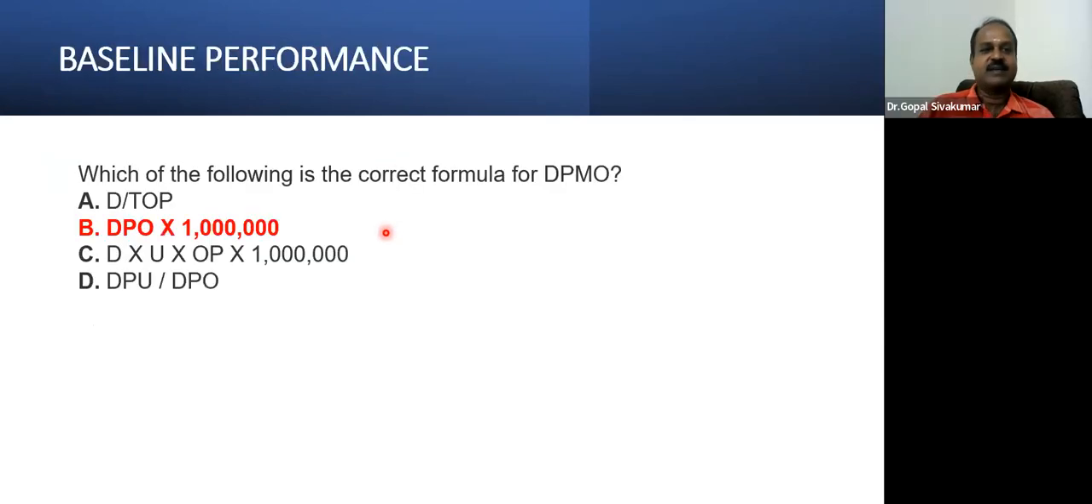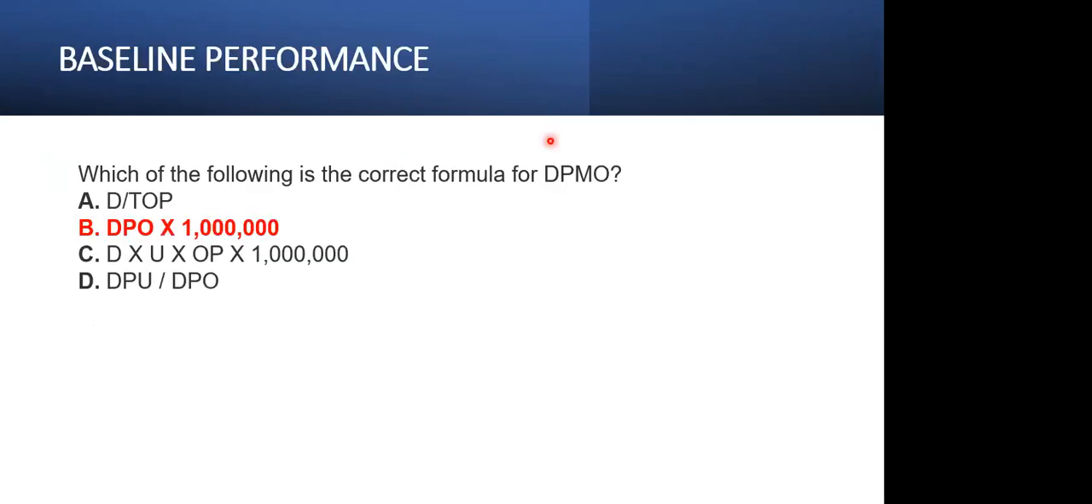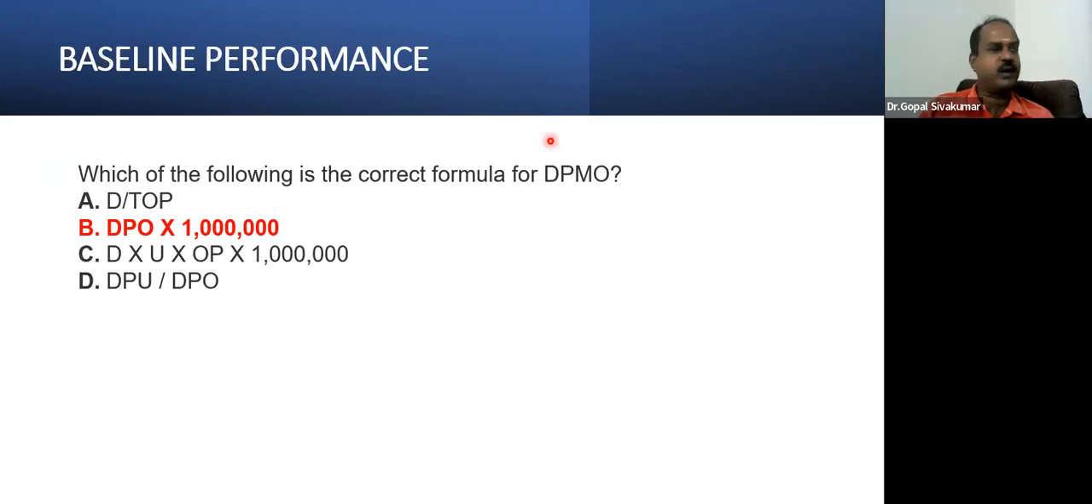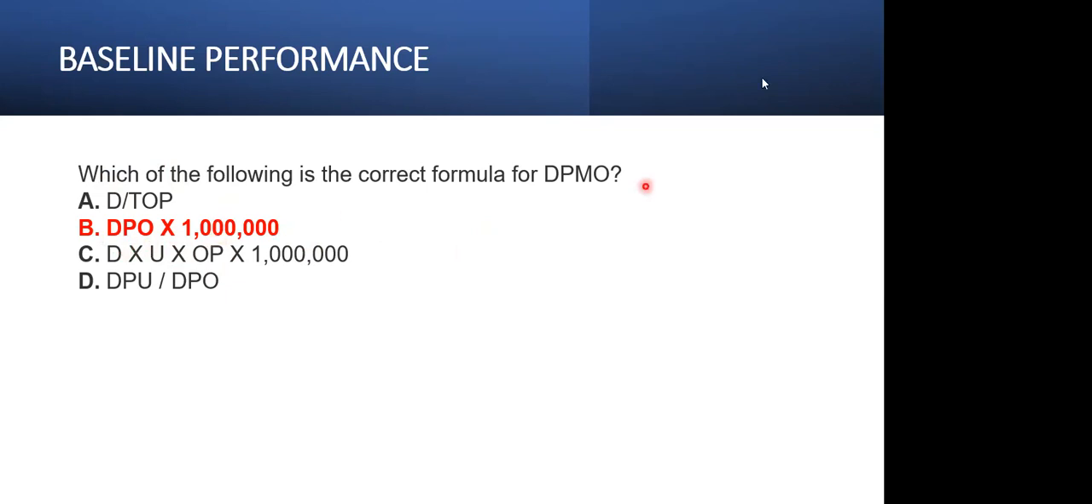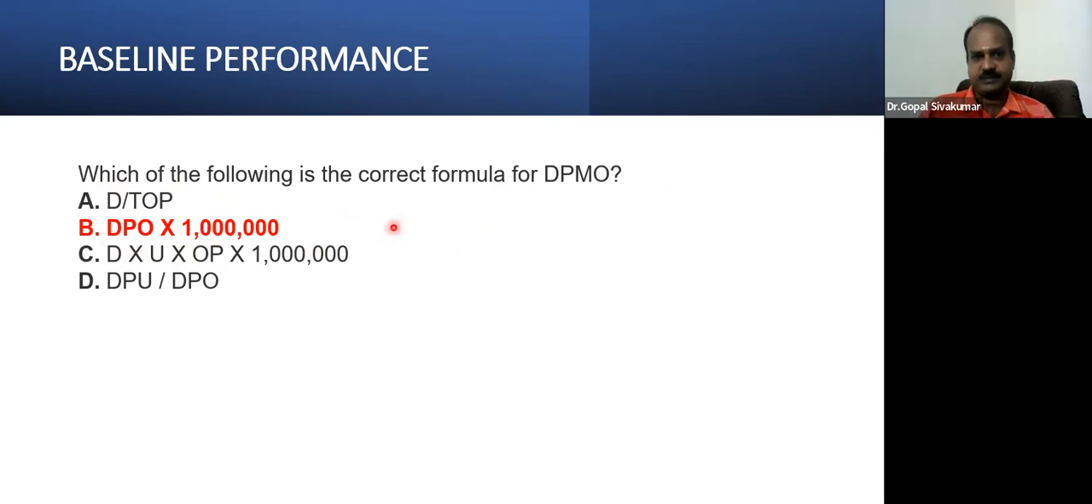Which of the following is the correct formula for DPMO? There are several formulas available. We did an experiment and there is one formula here, row number 2: defects per opportunity multiplied by 1 million, which is defects per million opportunity.